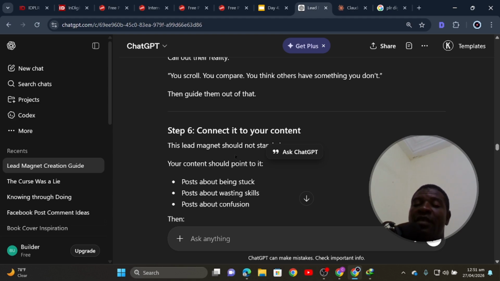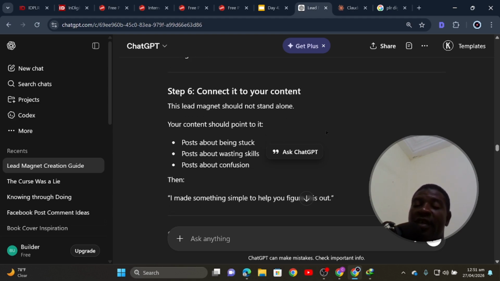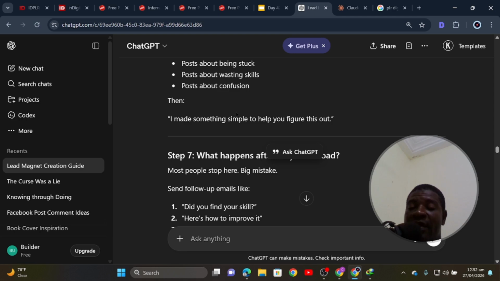Okay, then 6, connect it with your content. That is where you build your lead magnet with it. It's not supposed to stand alone. It's supposed to go with your blog post. So we will do that later when we are building the email collector on the website. Okay, so that one will come later.